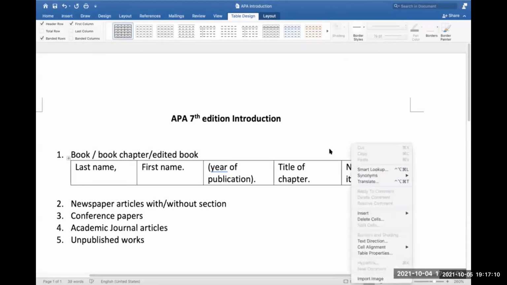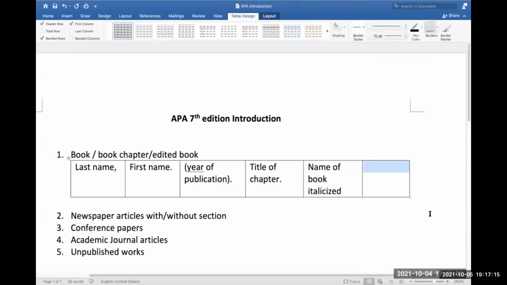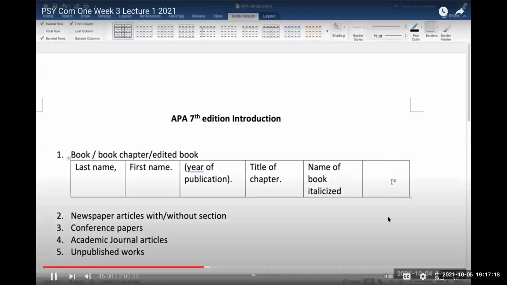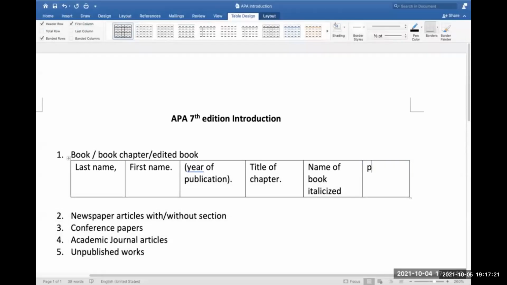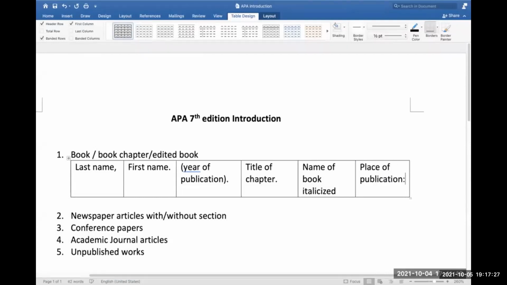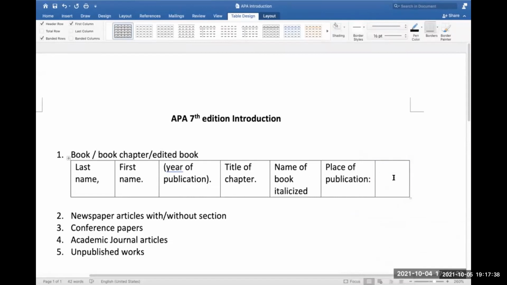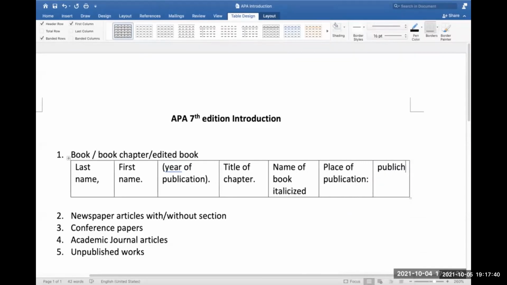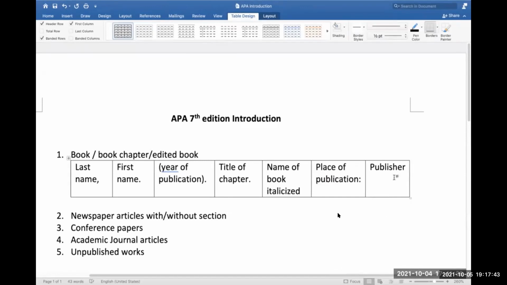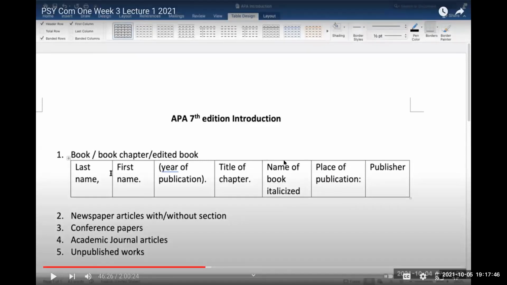Then I need another one. This is to the left column, right? Place of publication, colon. Then we go here. We go publisher. All right, so do we understand this? This is where, just look, right.